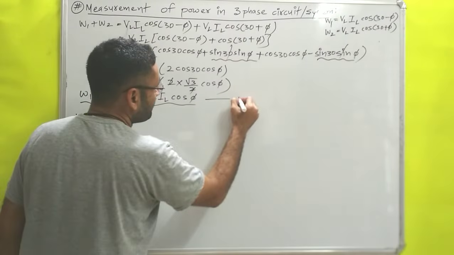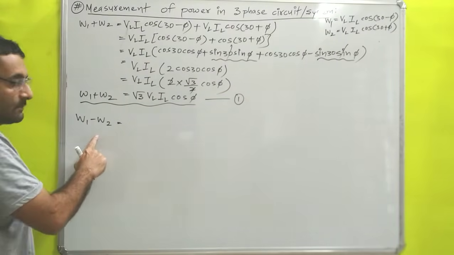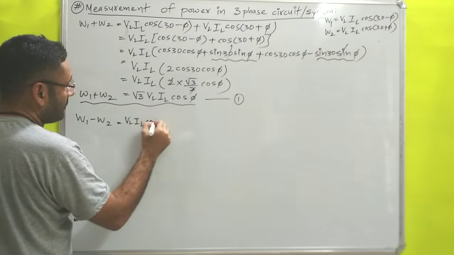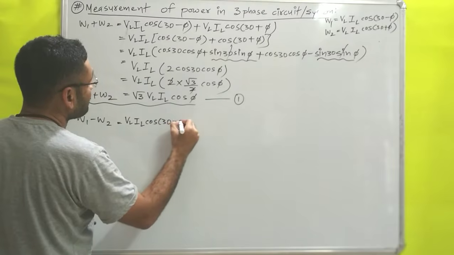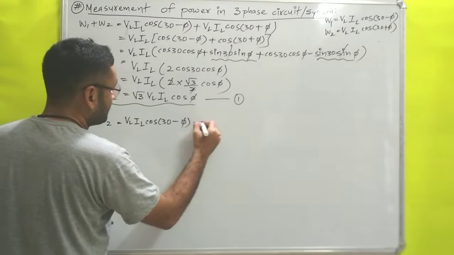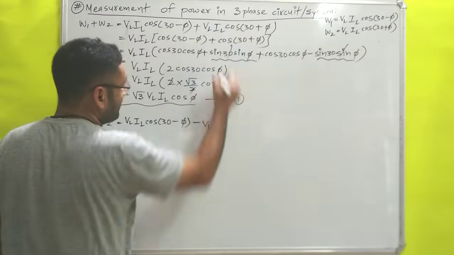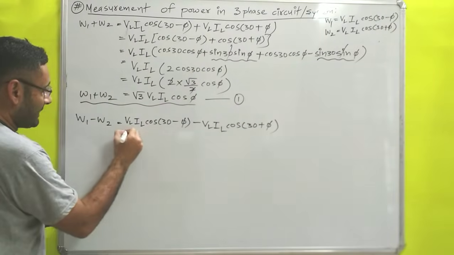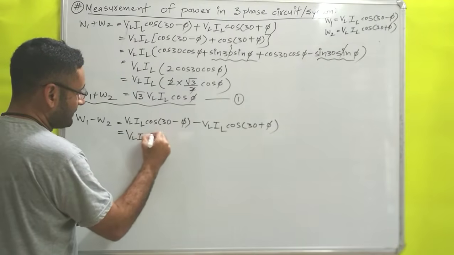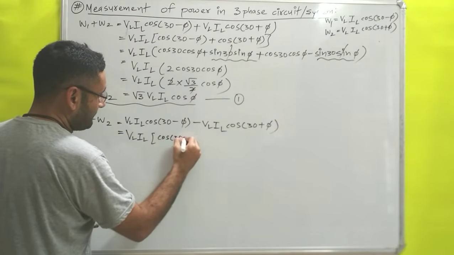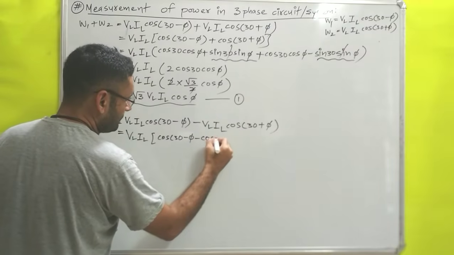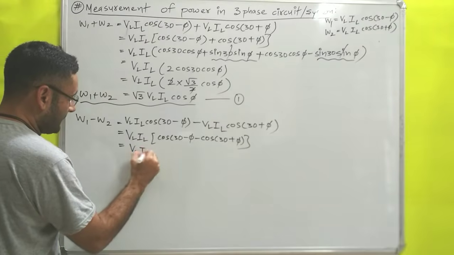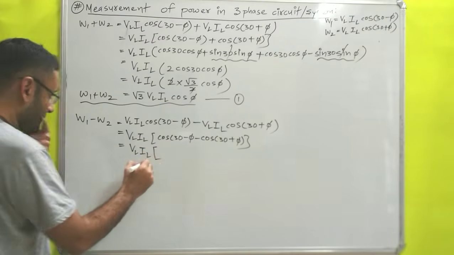So equation number 1. Okay, now we'll go for W1 minus W2. What can we write? VL IL cos(30 - 5), then minus VL IL cos(30 + 5). Now again I will take VL IL as common, then the remaining is cos(30 - 5) minus cos(30 + 5).